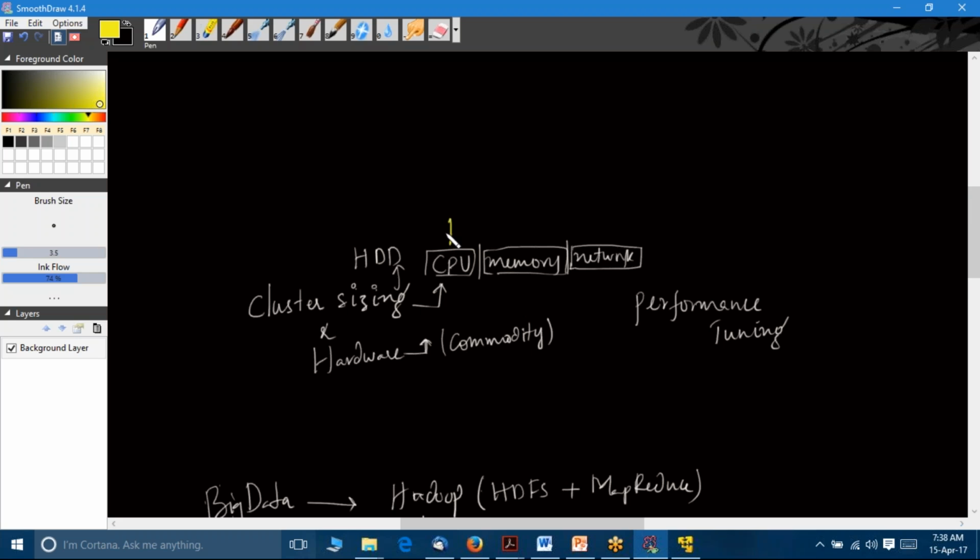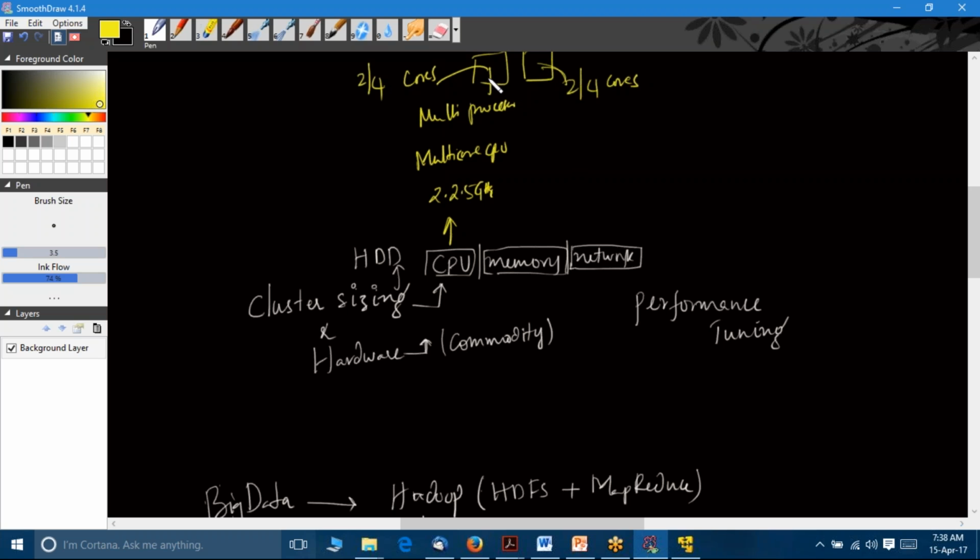In terms of the CPU, what is the configuration? 2 to 2.5 gigahertz and multi-core CPUs and multi-processors on the same motherboard. So on the same motherboard, you may be having two CPUs and each has got multi-cores. This may have 2 to 4 cores, and this processor also will have 2 to 4 cores.